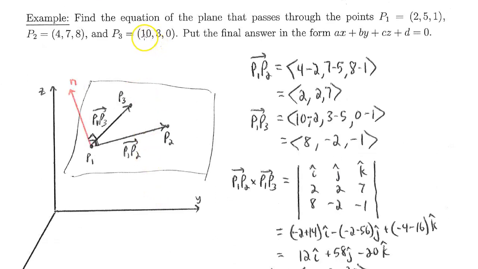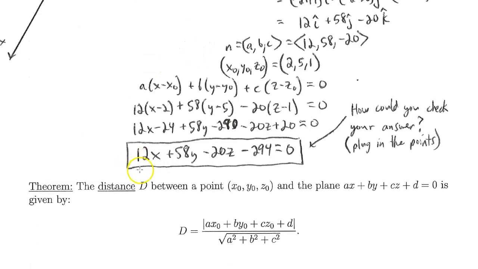So if x is 10, y is 3, z is 0, plug it in. So plug in 10 for x, 3 for y, and 0 for z. Now notice if we plug in 10 here, we get 120. If we plug in 3 here, we get 150 plus 24. We get 174. So we get 120 plus 174. That's 294. And then minus 20 times 0. Remember, z was 0. So we get 294 minus 0 minus 294 equals 0. Notice it's a true statement.